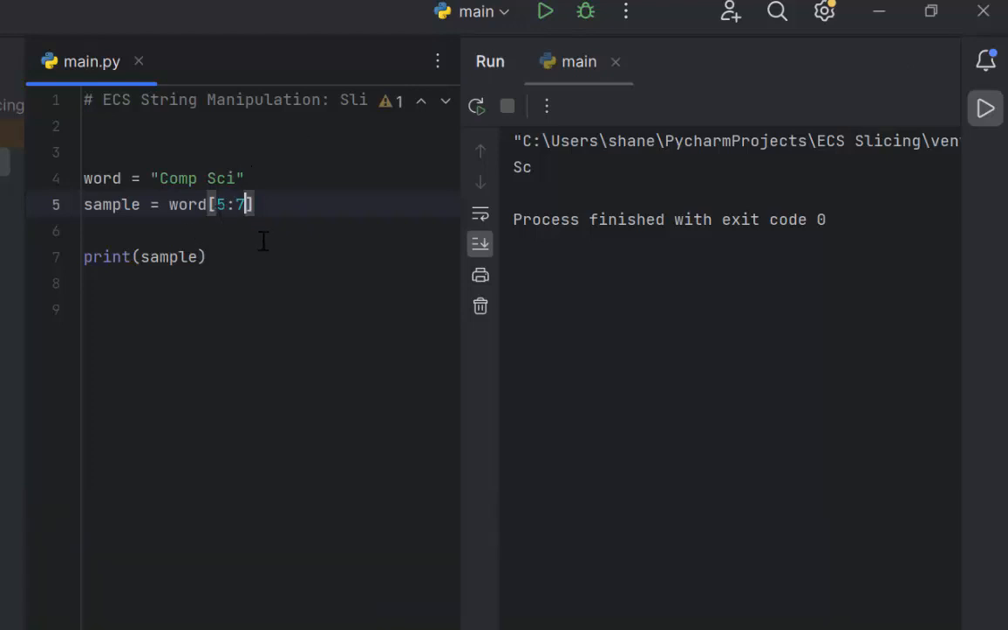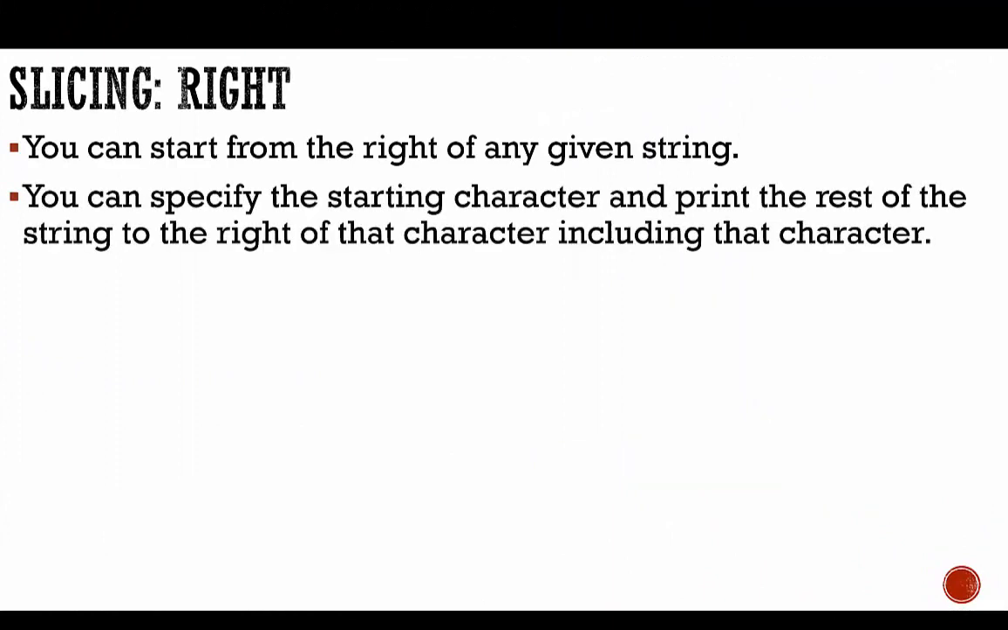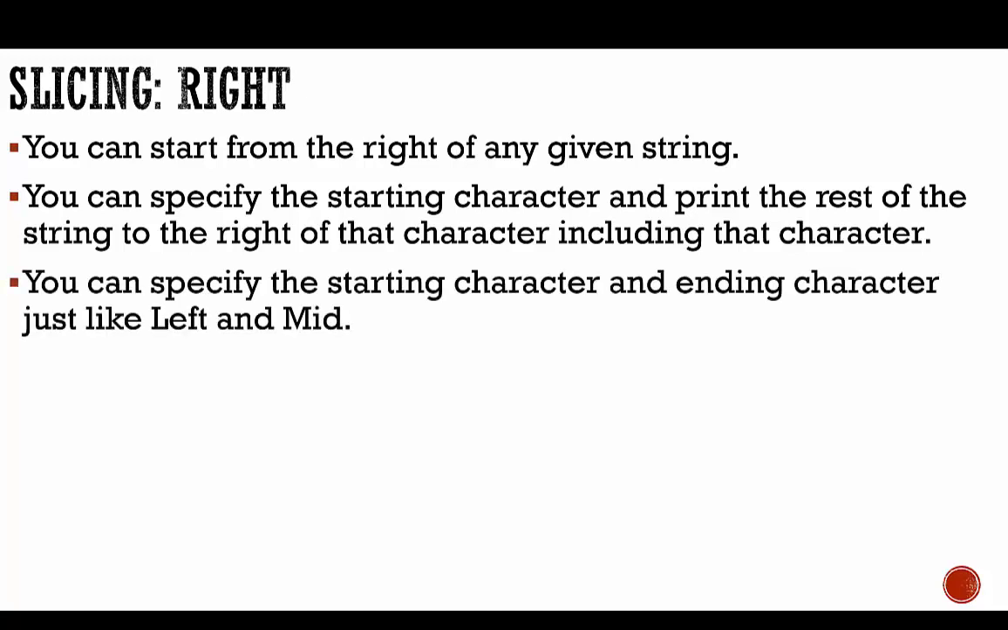What we're going to do now is flip back over and take a look at using right in Python. All right, you can start from the right of any given string just like you can from the left. You can specify the starting character and print the rest of the string to the right of that character, which includes that character you want to start from. You can also specify the starting character and the ending character just like you do with left and mid.